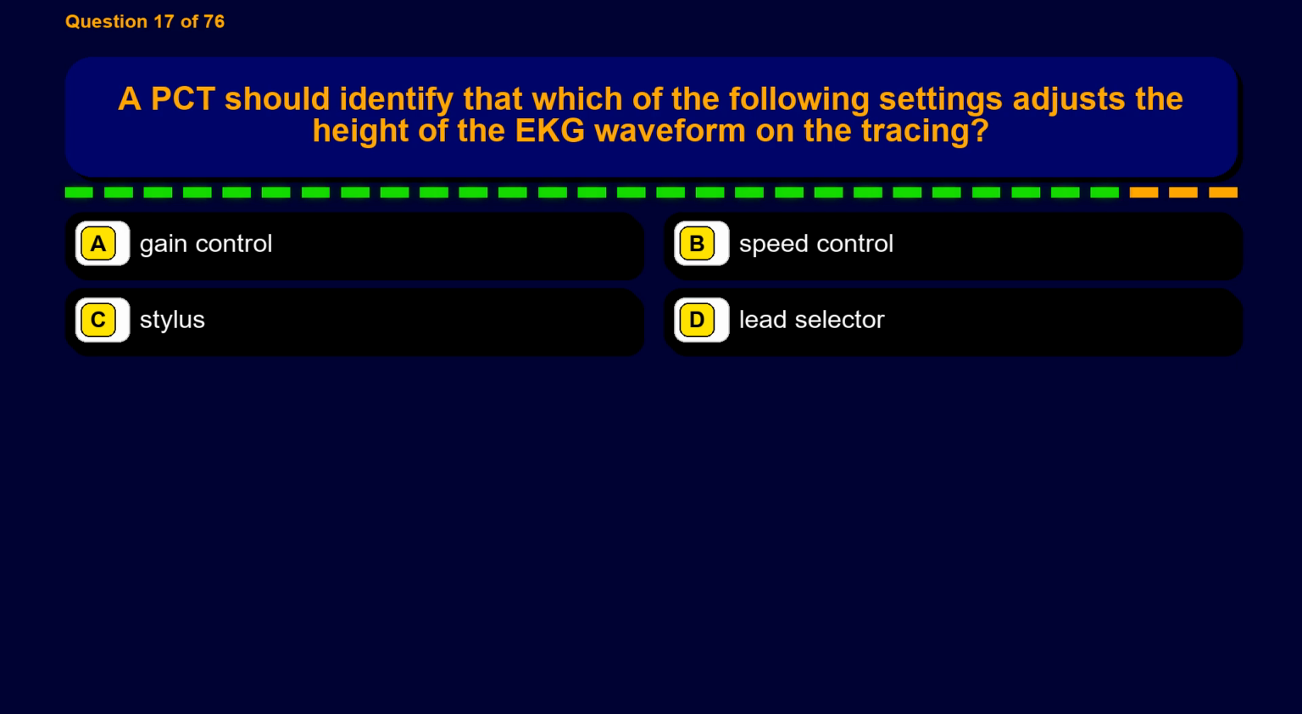Question 17. A PCT should identify that which of the following settings adjusts the height of the EKG waveform on the tracing. Option A, gain control. Option B, speed control. Option C, stylus. Option D, lead selector.